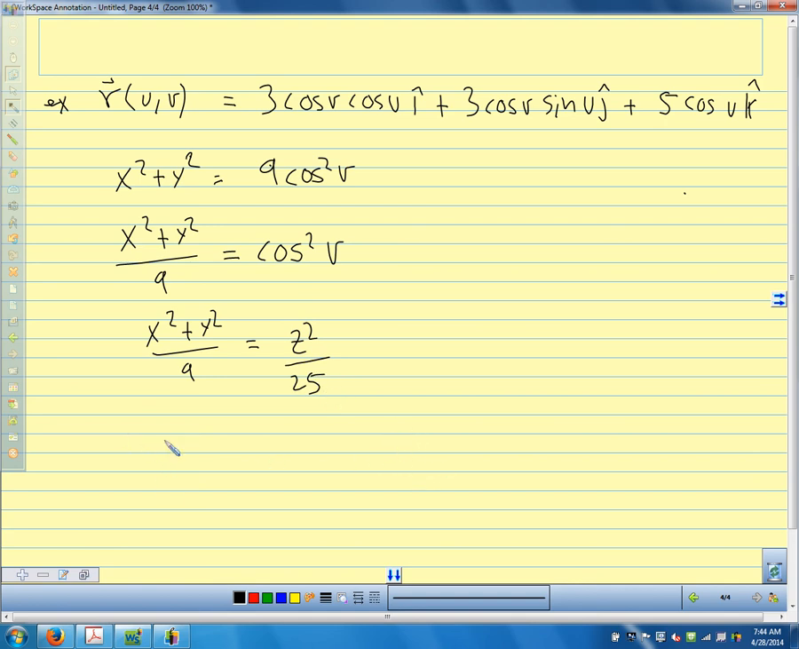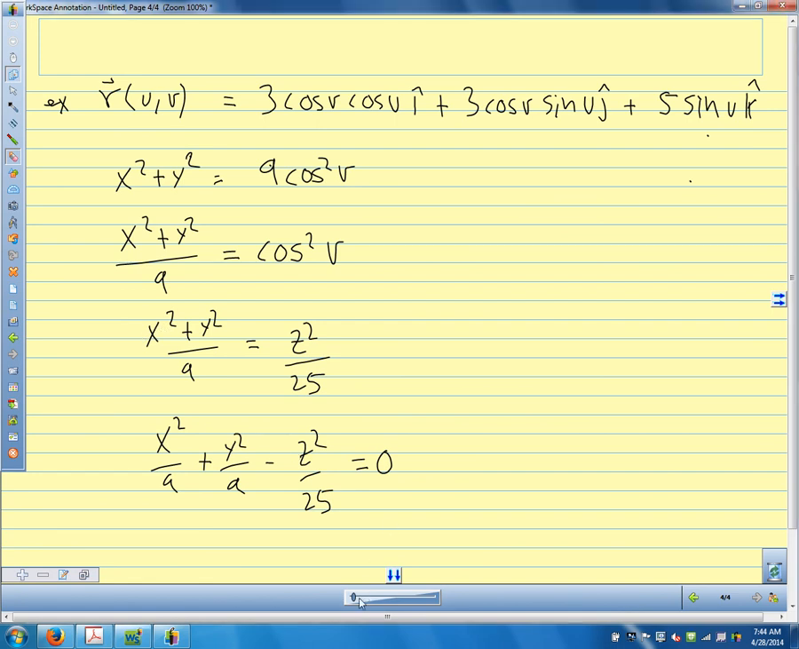So then we get x squared over 9 plus y squared over 9 minus z squared over 25 equals 0. Is that what I wanted to do? I don't think so. I wanted to leave this as a sine u. I want to leave that as a sine u, and I want to erase all this other stuff, and make this bigger.